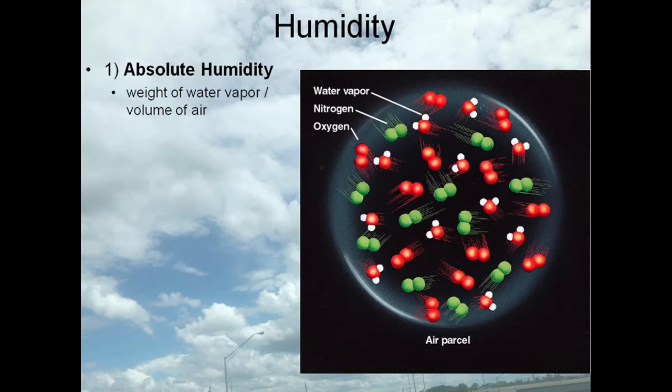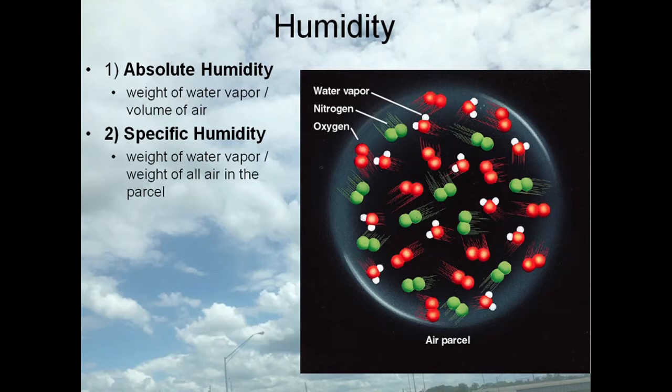So absolute humidity is the weight of the water vapor per volume of air. What's the weight if I took a basketball full of air and I extracted the water vapor, how much does that weigh? That's the absolute humidity. Specific humidity is the weight of the water vapor per the weight of all the air in the parcel. So if you weighed the water vapor and you weighed all of the air in the basketball, then that percentage is your specific humidity.